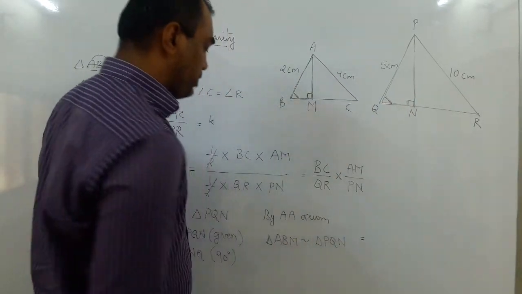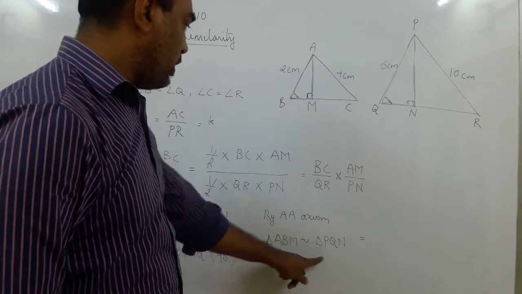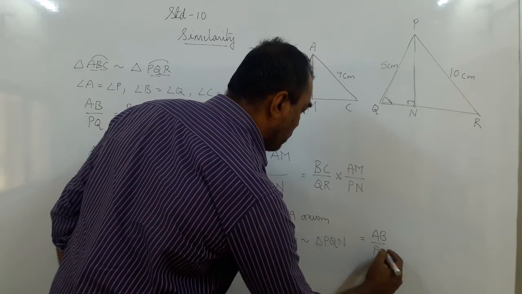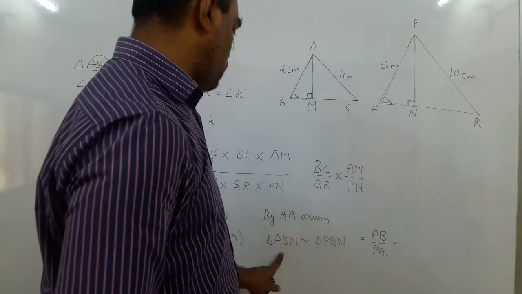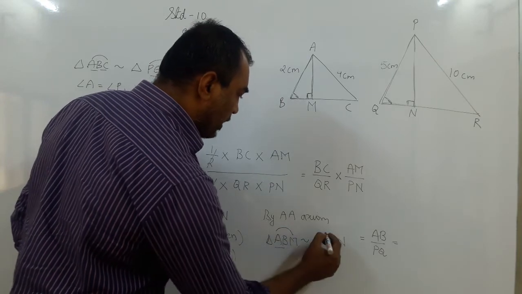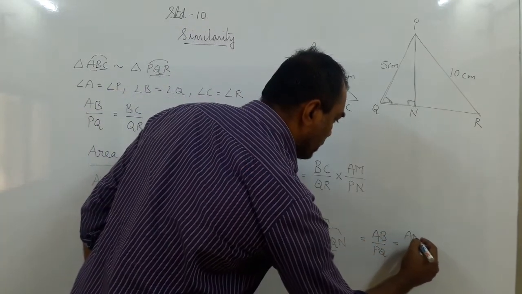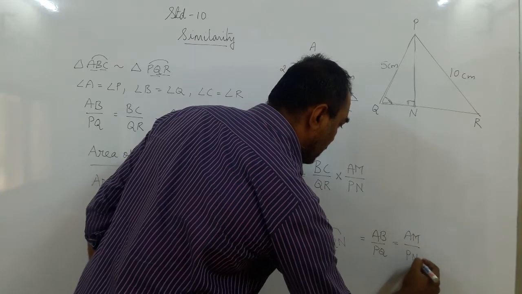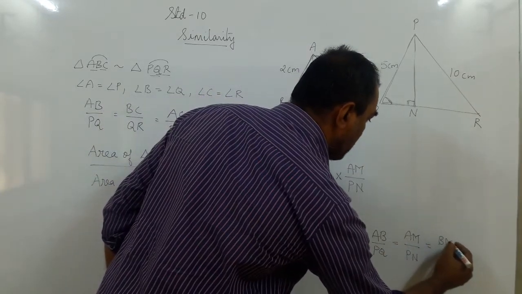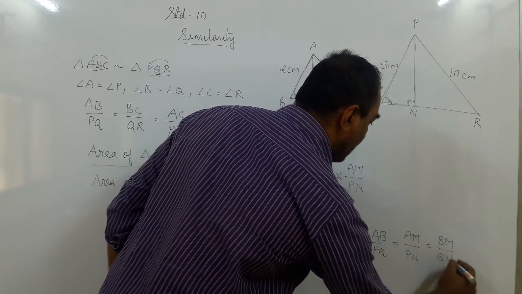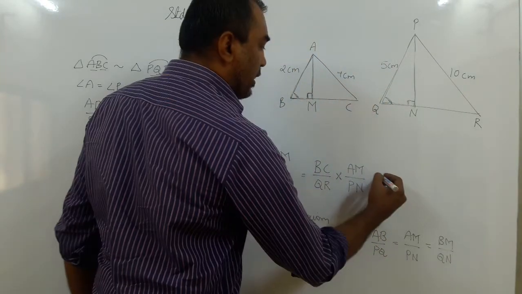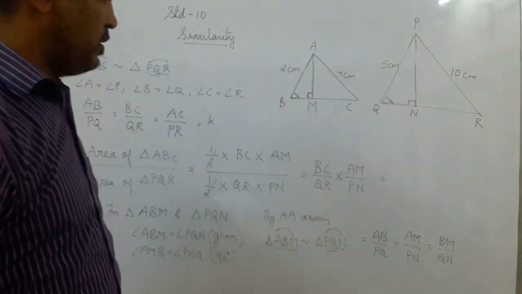So we have AB upon PQ equal to AM upon PN equal to BM upon QN. Yes, the corresponding sides are equal. I have written all three. Okay? Now I come back to my sum here.